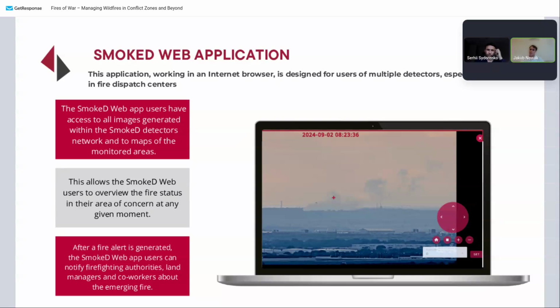A few words about the WebApp. Basically, the WebApp is like a dispatch center on your personal computer. You are able to see the live views from the detectors, check the location of the areas, and control, if needed, the PTZ cameras through the web interface, as you can see on the slide. Also, you can review the alerts.